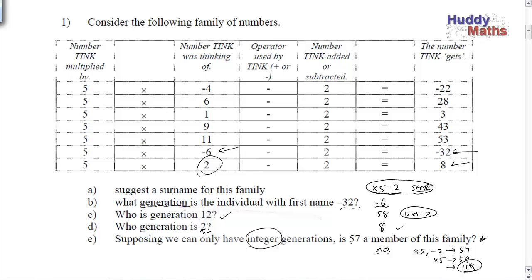Now, if you did this course starting with algebra, you would know by now we could have put it like this. And what's been done? 2x has been times by 5, 2's been taken away, so reverse it. Add 2 to both sides and then divide by 5. And you don't get a whole number for the number TINK was thinking of. So that was the generation, wasn't it? That's generations in there, and they've all got to be whole numbers, according to this part E question here.